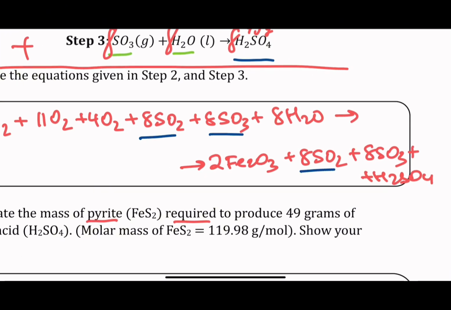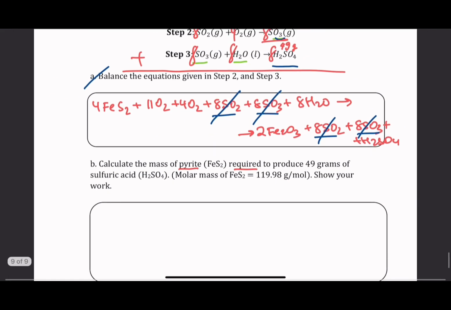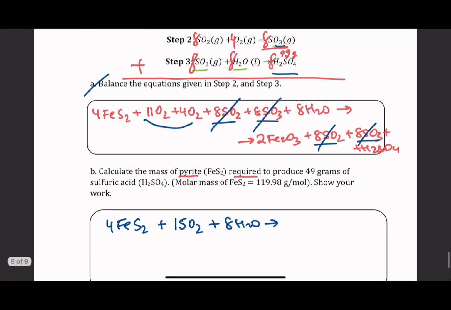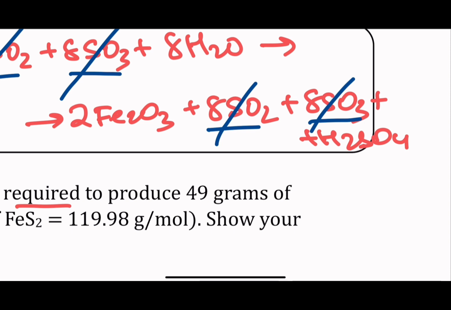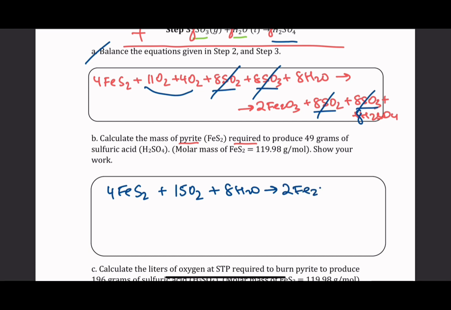Now, again, we need to cancel out the same thing on both sides. So we have the same thing on both sides, so we're going to cancel this and this and this. Now, in the end, the reaction is 4 of pyrit, and then we have 15 of oxygen, and we have 8 water. I forgot that there was 8 of this H2SO4, so Fe2O3 and then 8 H2SO4. Now this is our balanced reaction.